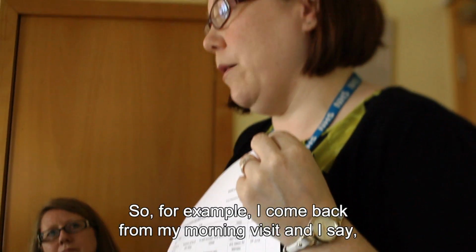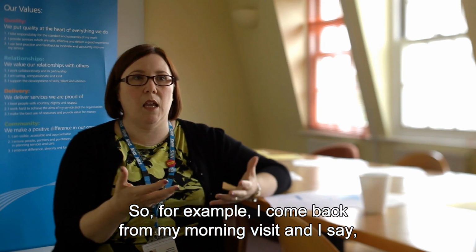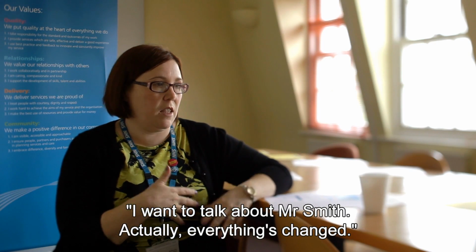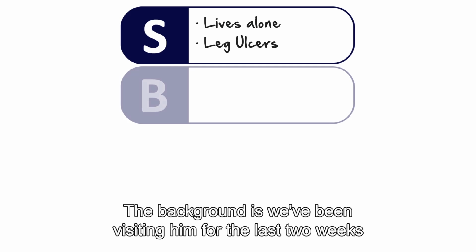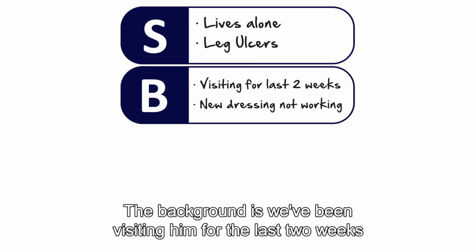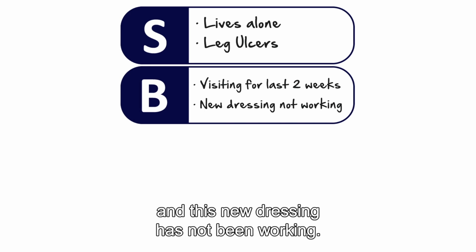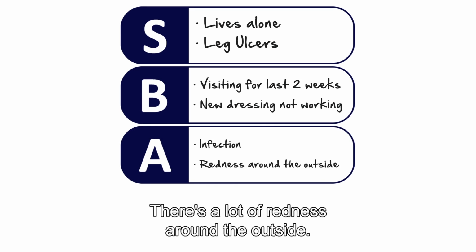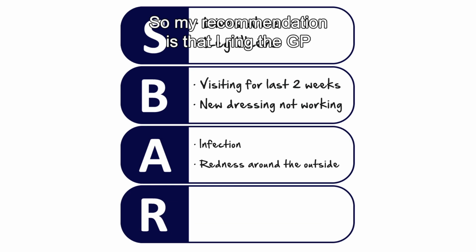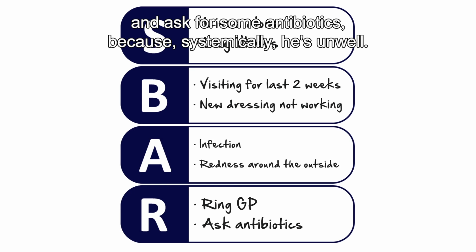So for example, I come back from my morning visit and I say, I want to talk about Mr. Smith. Actually, everything's changed. The situation we all know is that he lives alone and he's got leg ulcers. The background is we've been visiting him for the last 2 weeks and this new dressing has not been working. My assessment is actually that he's brewing an infection. There's a lot of redness around the outside. So my recommendation is that I ring the GP and ask for some antibiotics because actually systemically he's unwell.